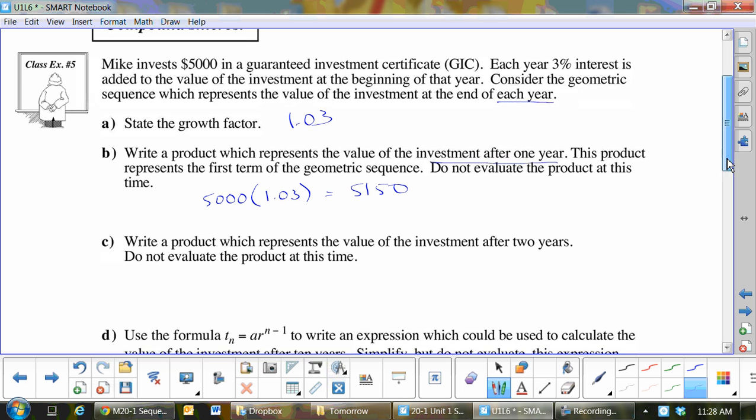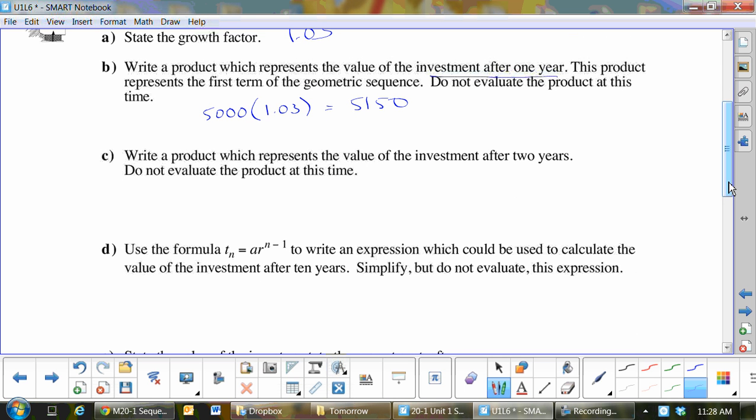Okay, now, when was this? This was the end of year 1, right? Okay. Now, to do the investment after 2 years, we would go 5,000 times 1.03 times 1.03, right? Now, I know what people are saying. Why don't you just take 5150 and multiply by 1.03? Because I'm trying to get to a formula here. This is the same thing as 5,000 times 1.03 squared, to the 2.